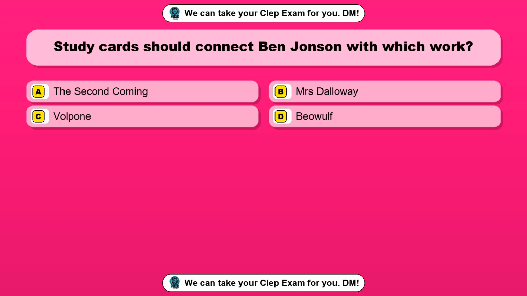Question 51. Study cards should connect Ben Jonson with which work? Option A. The Second Coming. Option B. Mrs. Dalloway. Option C. Volpone. Option D. Beowulf. The correct answer is option C. Volpone.